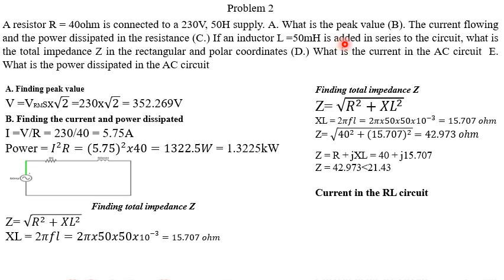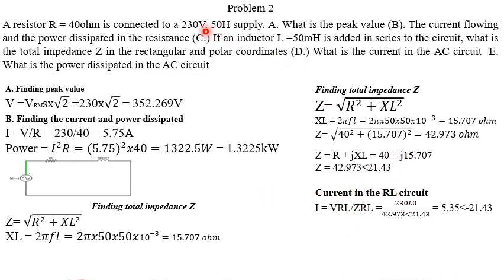And they asked, what is the current in the AC circuit? So now, how do we calculate the current? The current is equal to VRL, the voltage in the RL circuit, divided by the impedance in the RL circuit. So what was the voltage in the RL circuit?